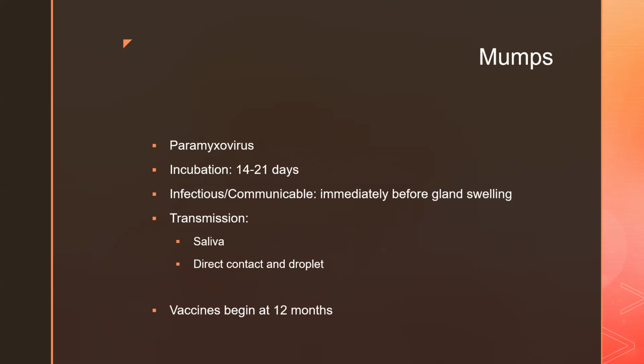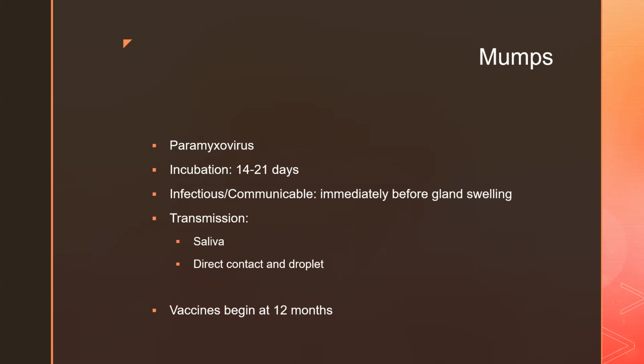Mumps, which is kind of the last in this lump of measles, mumps, rubella, is caused again by the paramyxovirus. Incubation period again is about 2 to 3 weeks. Infectious or communicable, contagious, whatever word you want to use, is immediately before their glands, their lymph nodes, begin to swell. Transmission happens to be through the saliva or direct contact and or droplet.